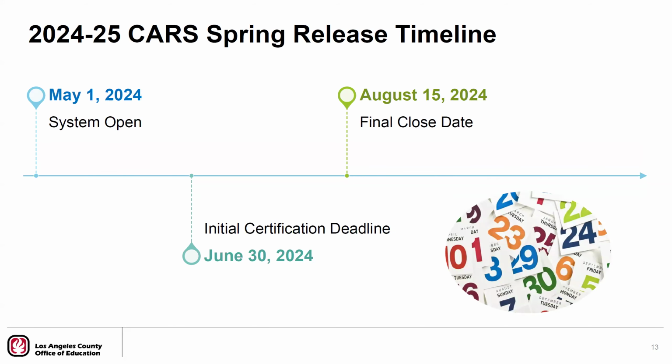So the 2024-25 Consolidated Application and Reporting System Spring Release is scheduled to open on Wednesday, May 1st. And the initial certification deadline is June 30th at 11:59 p.m. The forms will remain open after that June 30th deadline to allow LEAs to make any corrections that might be needed. And then the final close date for the spring data collection forms will be August 15th, 2024 at 11:59 p.m. Keep in mind that the CDE has indicated that the forms will not be reopened after that final close date.